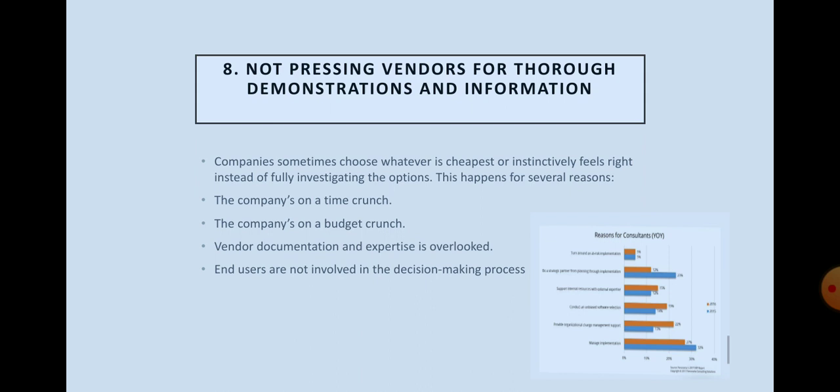Not pressing vendors for demonstrations and information. Companies sometimes choose whatever is cheapest or instantly feels right instead of fully investigating the options. This happens for some reasons. The reasons are the company's time crunch, the company's budget crunch, vendor documentation, and expenses overlooked. End users are not involved in the decision-making process.